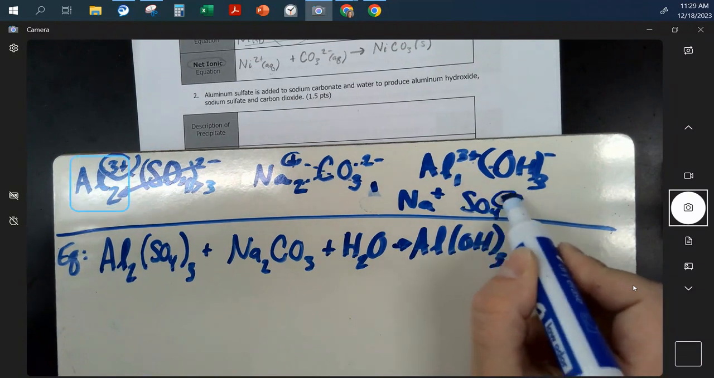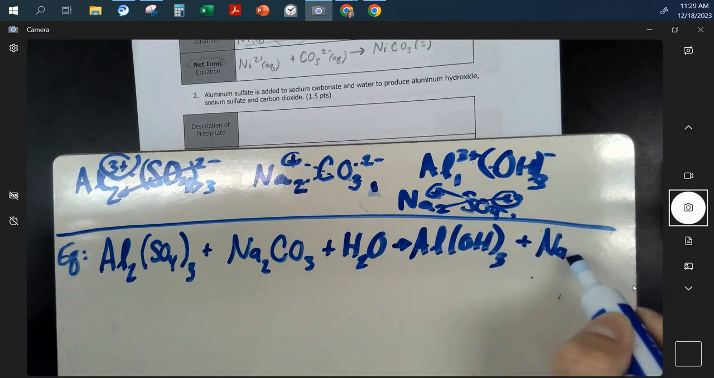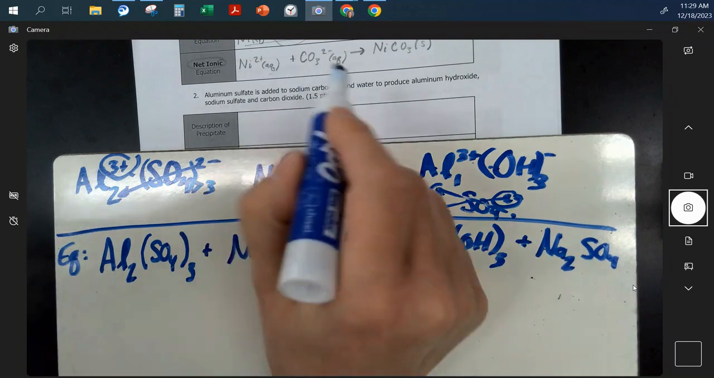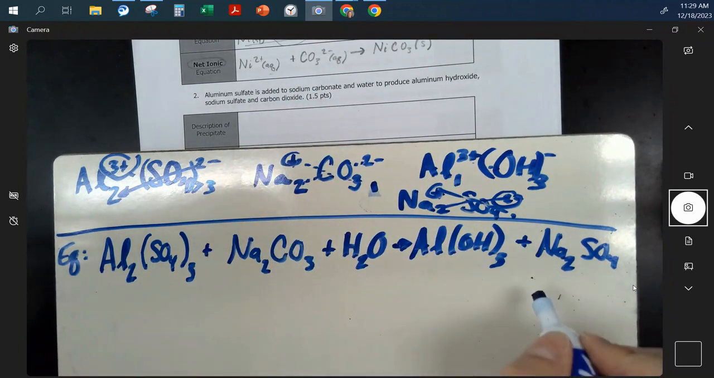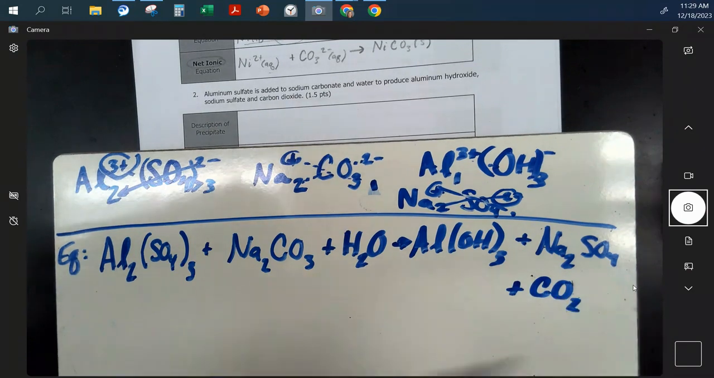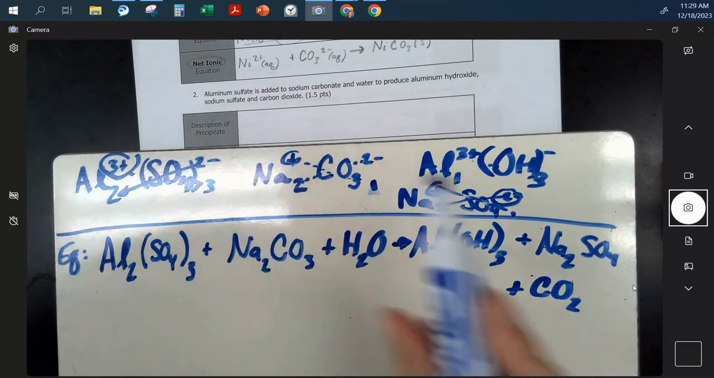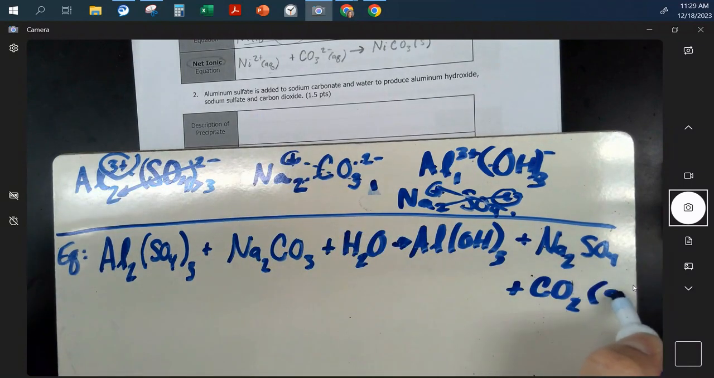Okay, so then I need 2 sodiums for 1 sulfate. Na, 2 sodiums for 1 SO4. And we have carbon dioxide. When you guys did this, did it bubble? Yeah. Oh, good. That's great. Okay, that's because we have CO2. It says that we made CO2, which is a gas.